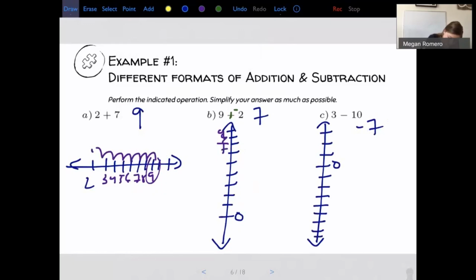You would start at 3, and then you'd go down, since we're subtracting, 10. 1, 2, 3, 4, 5, 6, 7, 8, 9, 10. And you'd end up at -7. Okay. Again, you can also see this as 3 plus -10 if you prefer to think of it as adding a negative rather than subtracting.